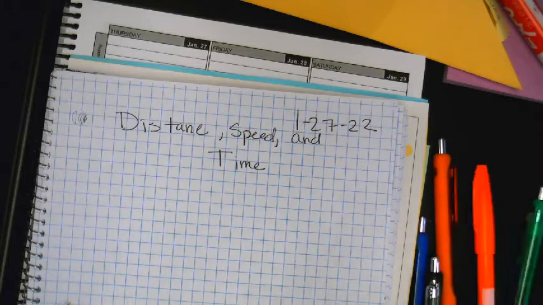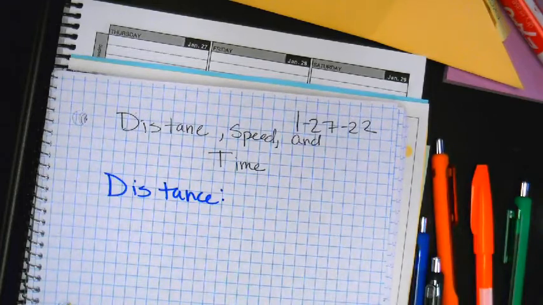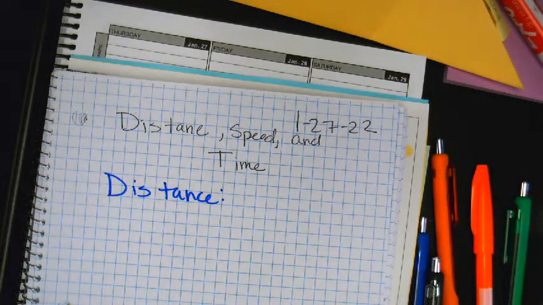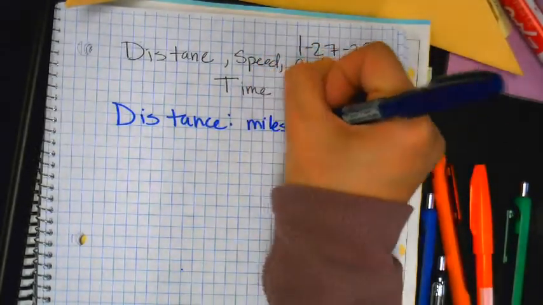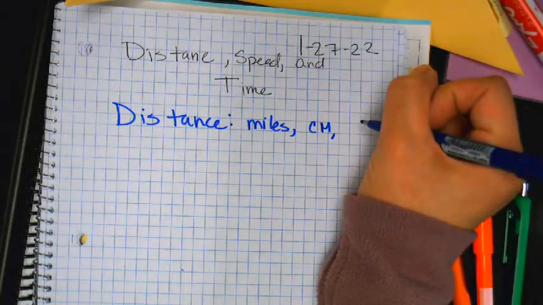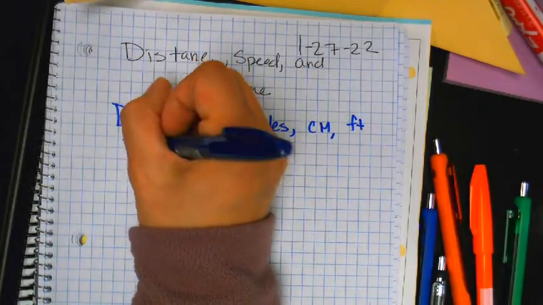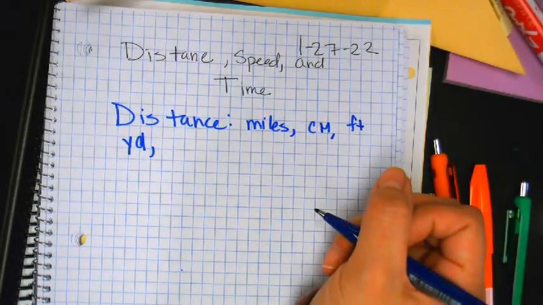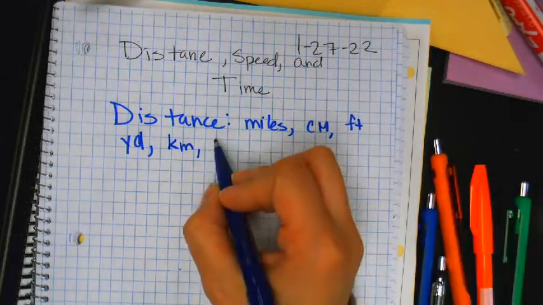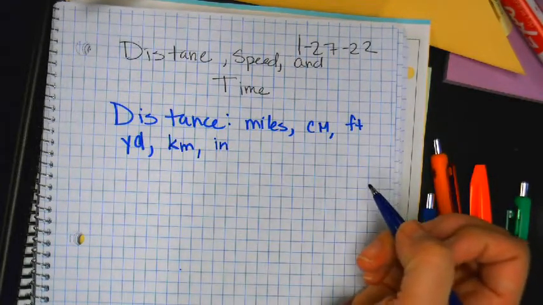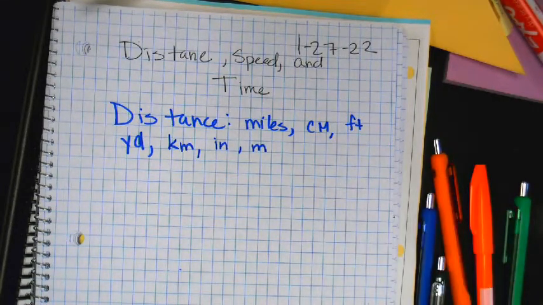So, the first vocabulary word, distance. Okay, what units do I use for distance? Miles. Look how we're writing, and providing me with options. Kilometers. Inches, light year. Meters? Light minutes. Yes. Okay. Distance is miles, centimeters, and so on.